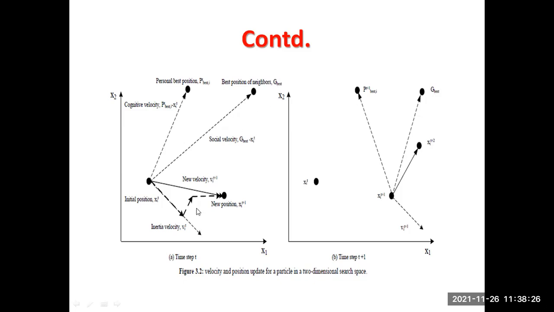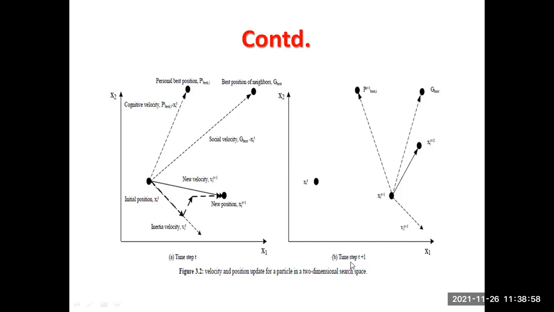Every particle will try to achieve its own personal best. So they will always calculate the difference between their own personal best and the initial position, xi. Then from the social experience, the G best minus the initial position. So every particle will always try to move towards the group best direction, because there is a group best.